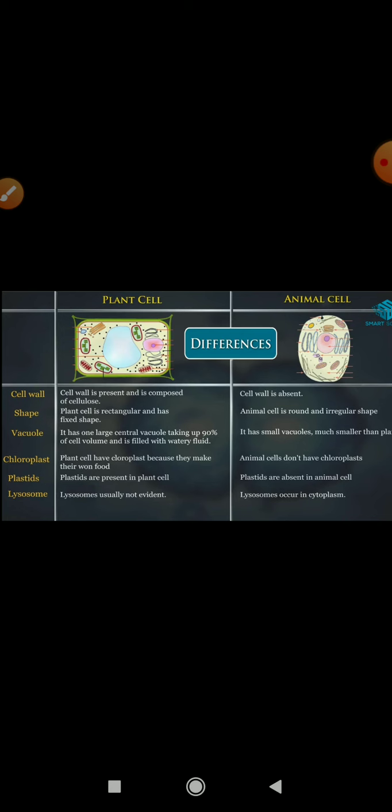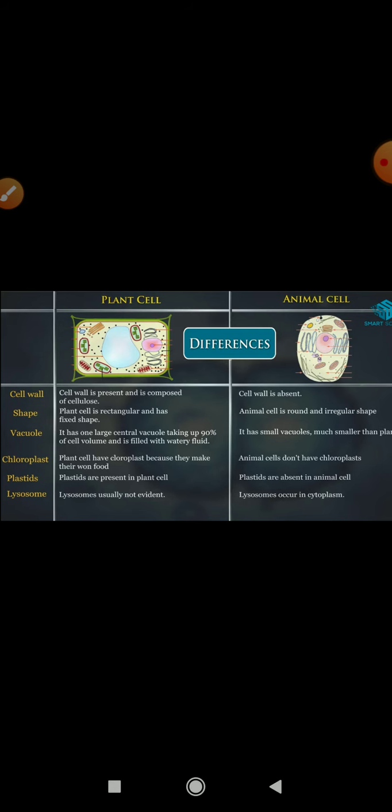And the second point, shape. Plant cell is rectangular and has a fixed shape. In this picture you see the plant cell is rectangular, but the animal cell is rounded and has an irregular shape. And vacuoles: plant cell has one large central vacuole taking up 90% of cell volume, filled with watery fluid. The animal cell has a small vacuole, much smaller than in plant cell.